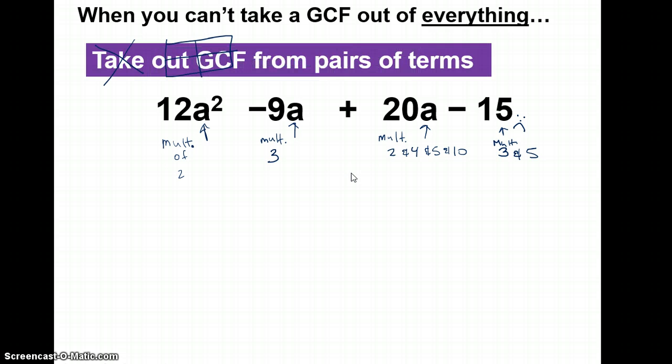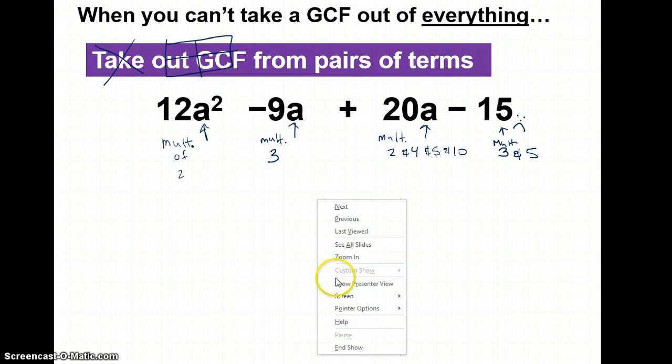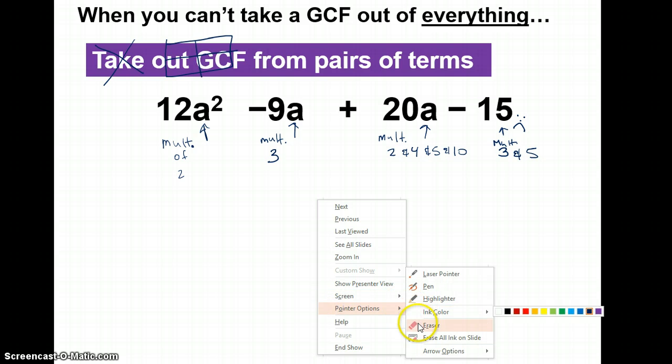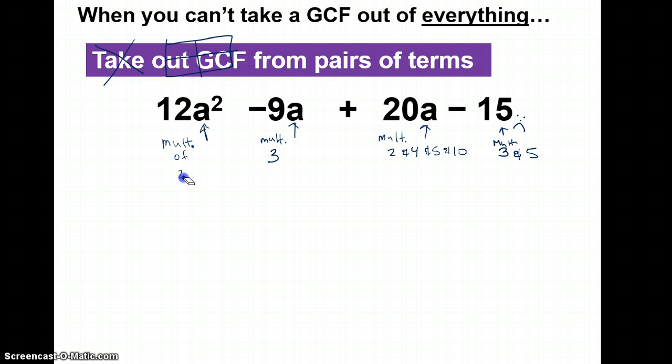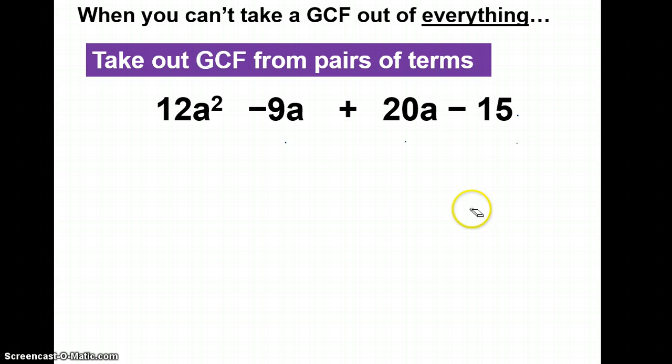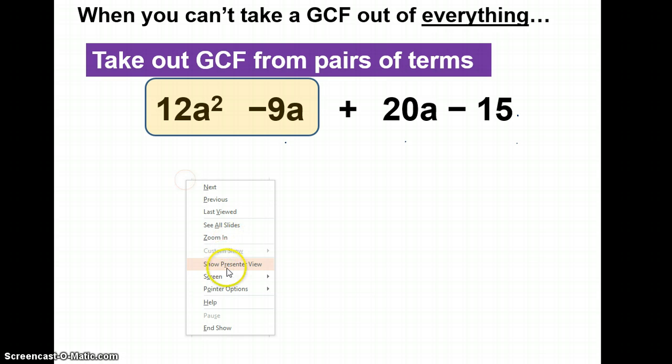So we're going to take out a GCF from pairs of terms. So let me just erase what we just went over today, which was draw multiples. They don't have a multiple in common. They don't have a variable in common. So what we're going to do is pair up some things and see what we can take out. Okay, so about these two. What could I take out of each?